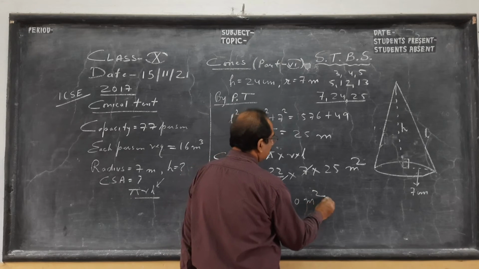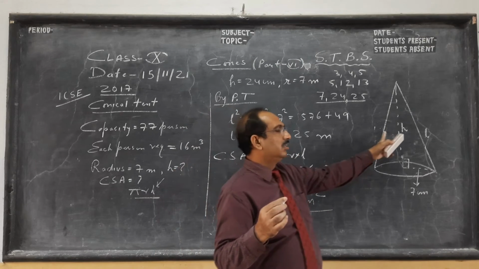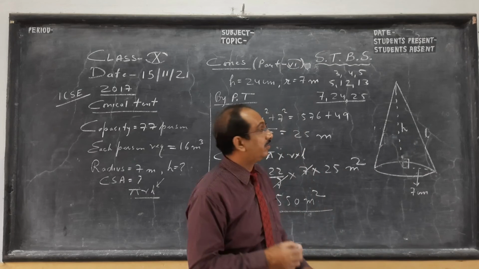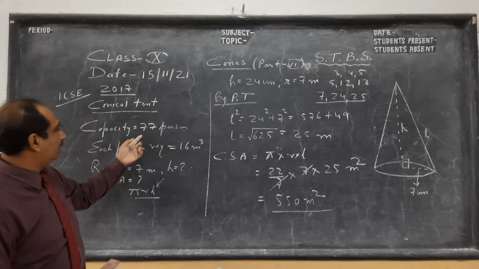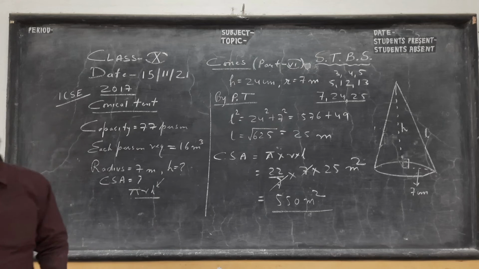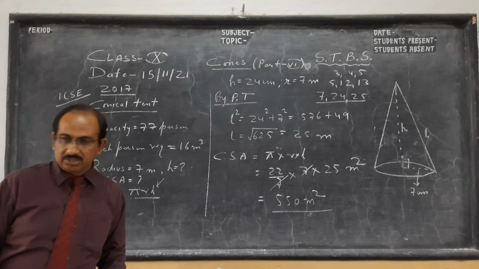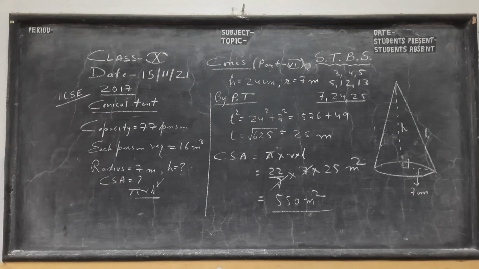So this is the curved surface area of this particular tent, where 77 people can be accommodated and each requiring 16 meter cube of oxygen. So children, kindly pause the video and copy, then we move on to the last question, ICSE 2016.